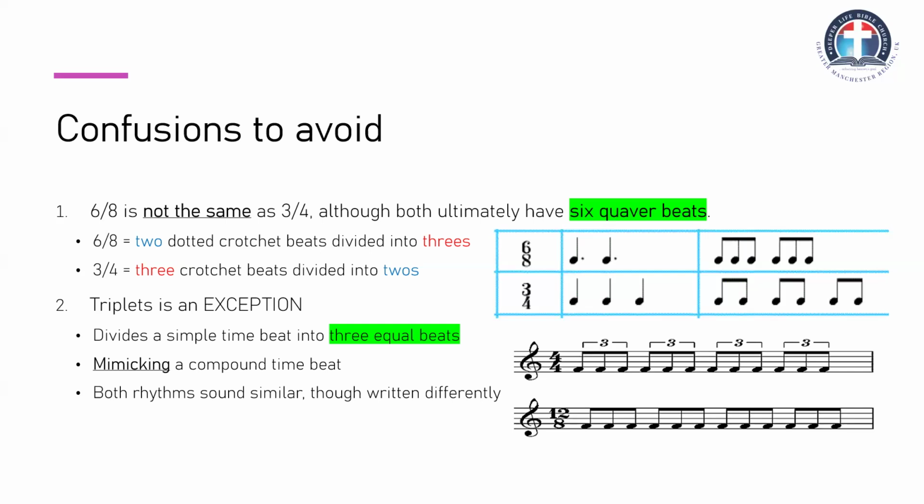So note that when you have a triplet, it mimics a compound time, but it is not a compound time, it is still a simple time. But in the way it sounds, the reading will look similar to what you get from compound time. Now let's go to the time couples.